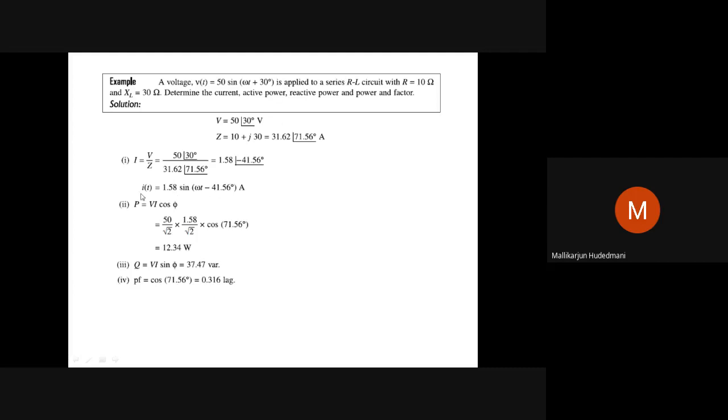Then what is the power absorbed? V I cos phi. We know that V means RMS. This is the peak value; peak value divided by root 2 is the RMS. I is 1.58, it is a peak value; peak value divided by root 2 is RMS, into cos of 71.56. What is this 71.56? It is the angular difference between V and I. You can see here, what is the angle of V? 30. What is the angle of I? 41.56. What is the total difference between these two? 30 and 41.56, total angular spread is 71.56.